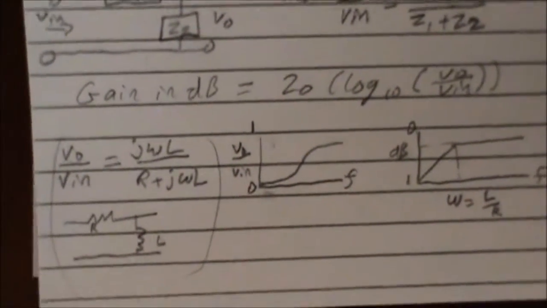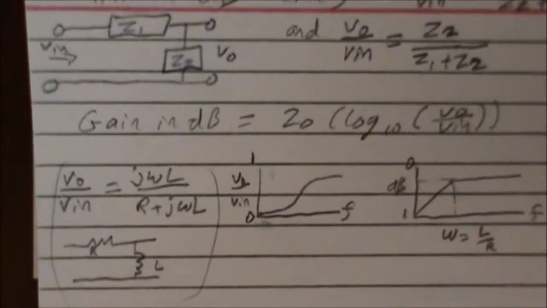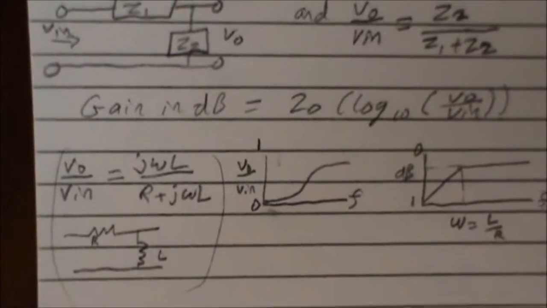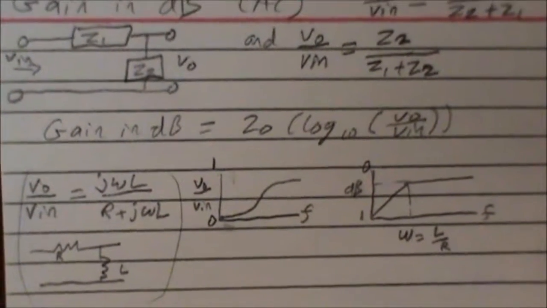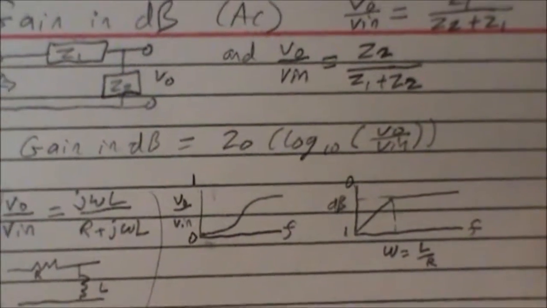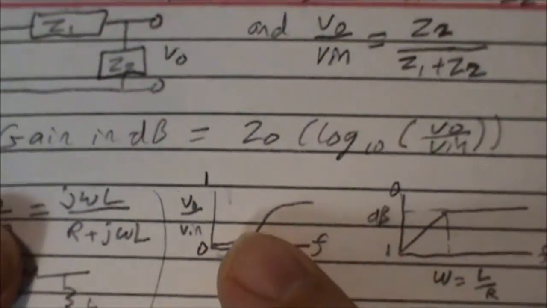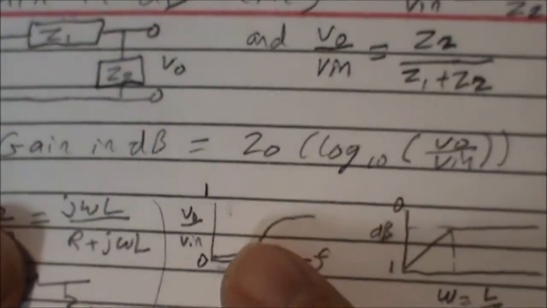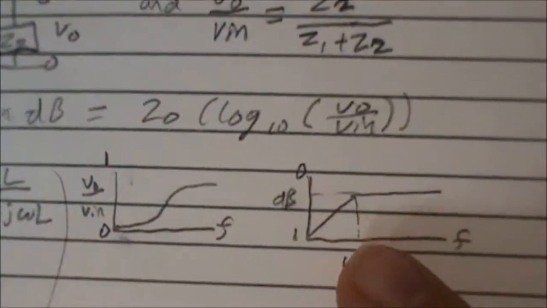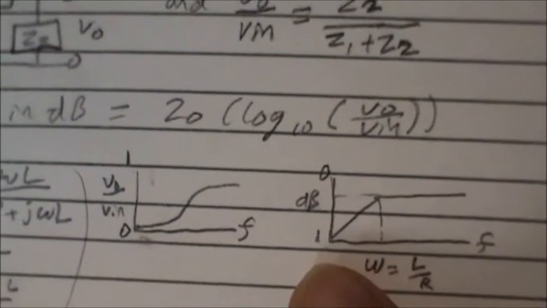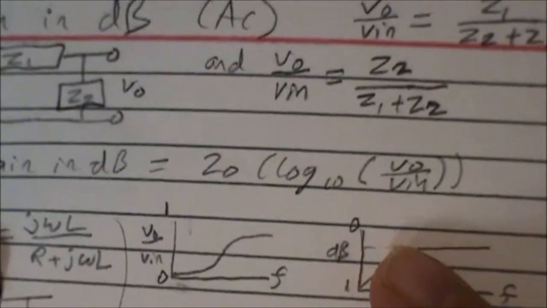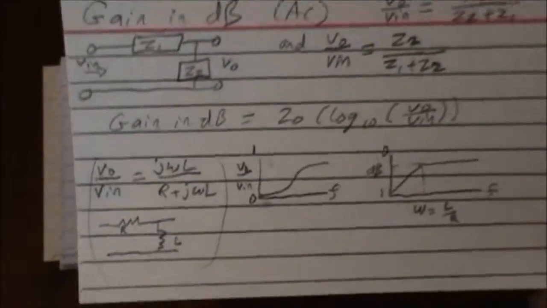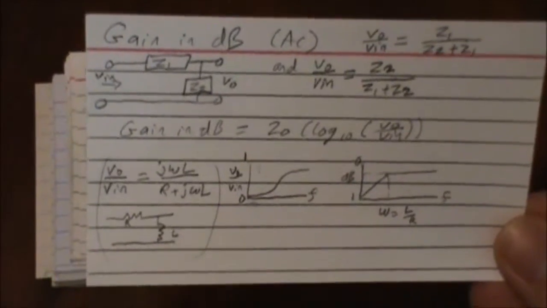So V out over V in is, again, here with this j omega L over R plus j omega L. And we'll get into that j in complex algebra. And see here we have V out over V in. It goes up, and there's kind of this steep part here, and it levels off. Or here we have our decibels going increasingly up. There's our cutoff or corner frequency, and then it's going to level out. Use this with the filter analysis.